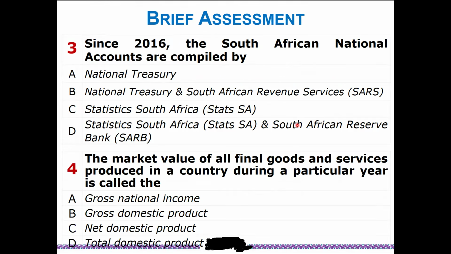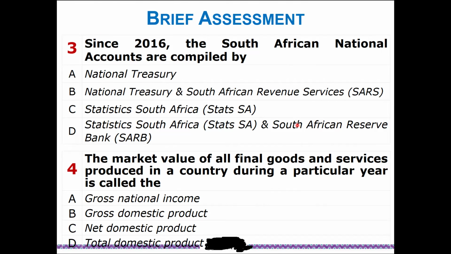And then since 2016, the South African national accounts are compiled by, you guys know this one. Yeah, I think you guys are correct. It's C, Statistics South Africa. Because remember, it was Stats SA and the South African Reserve Bank, right? But from 2016, the right was given only to Statistics South Africa. So since 2016, it has just been them who are compiling the national accounts, right?